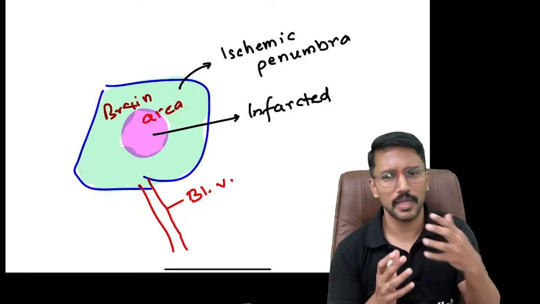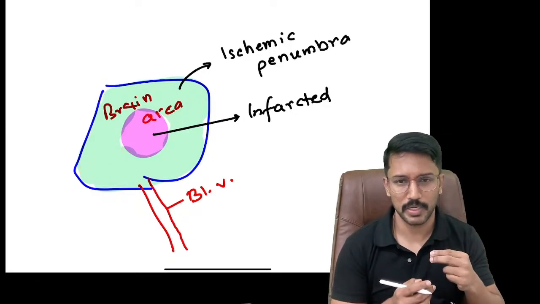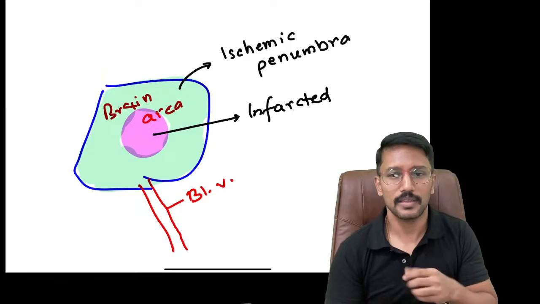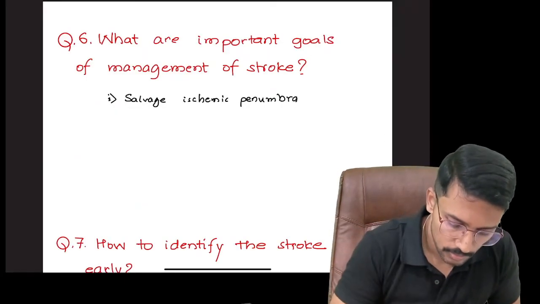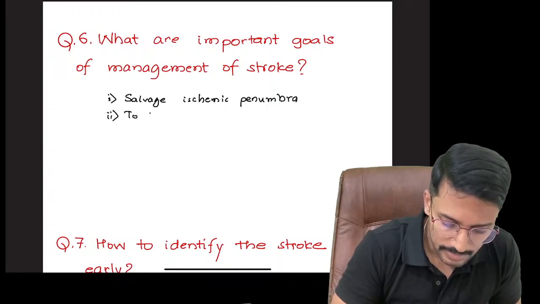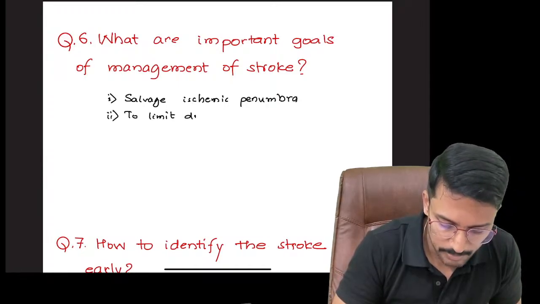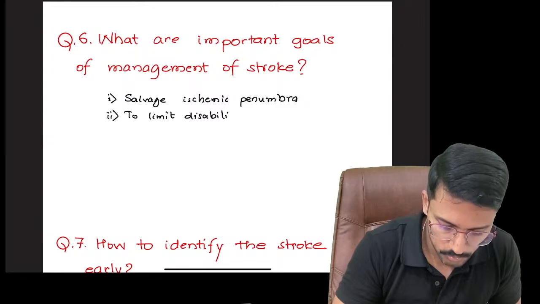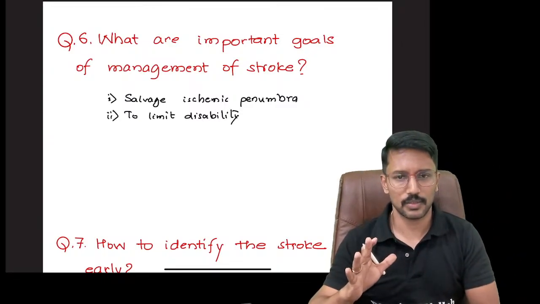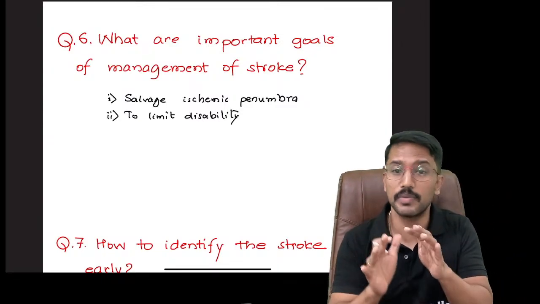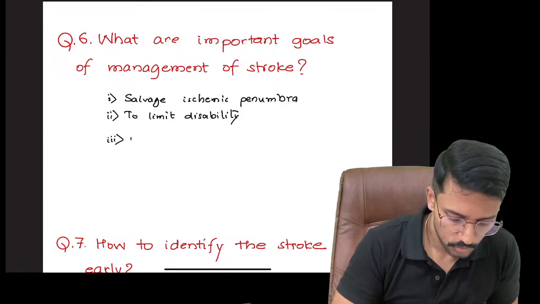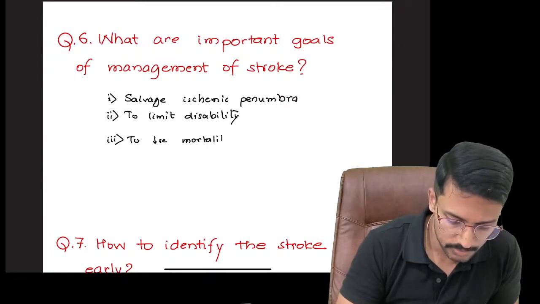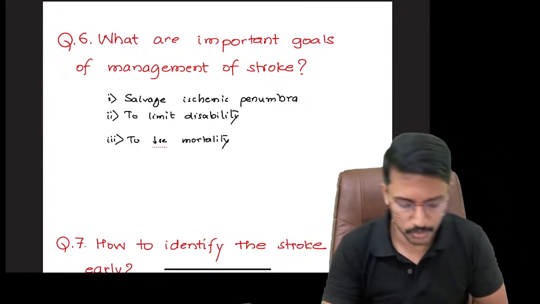So can I say that the main goal of treatment is to save the ischemic penumbra so that we can limit the deficits or disability. तो मेन गोल वही है स्ट्रोक ट्रीटमेंट का, टू लिमिट डिसेबिलिटी. तो जो इंपैक्टेड एरिया है तो वो गए, हम कुछ नहीं कर सकते हैं उसके लिए, लेकिन सराउंडिंग एरिया को बचा के हम डिसेबिलिटी को लिमिट कर सकते हैं. और तीसरा गोल क्या है? टू रिड्यूस मॉर्टैलिटी, जो डेथ ड्यू टू स्ट्रोक होता है उसको रिड्यूस करना है.